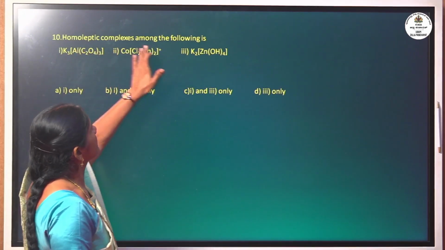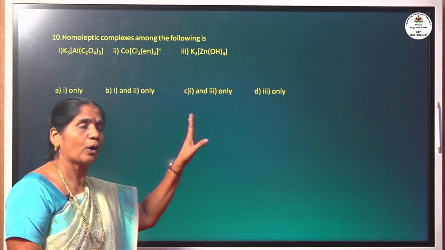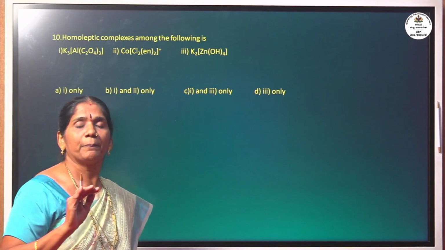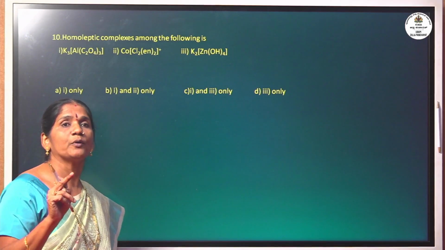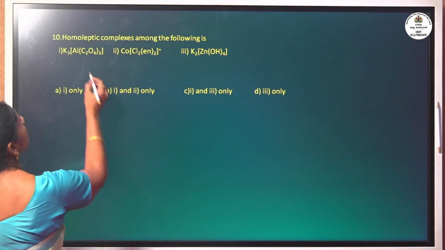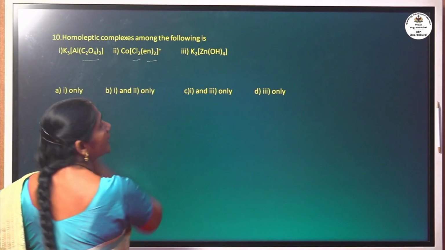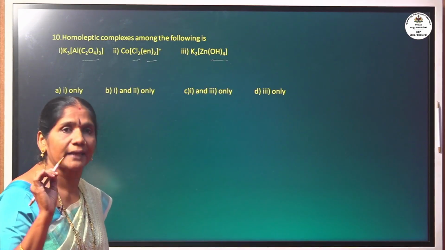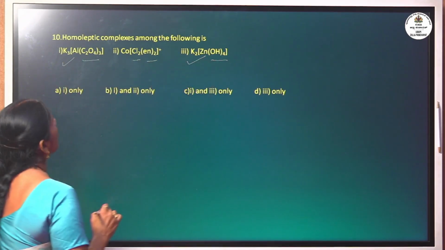Homoleptic complexes among the following are... Among the following, the homoleptic complexes, what are homoleptic complexes? Homoleptic complexes are the ones which contain a single type of ligand. Here you see oxalato is the ligand. Here there are 2 different types of ligands, and the third one once again contains the same type of ligands, and therefore both are homoleptic complexes.